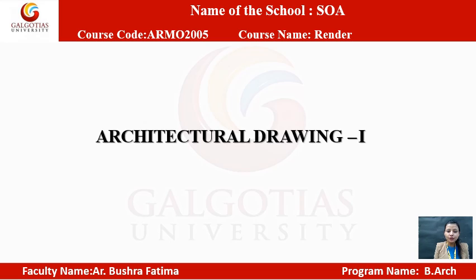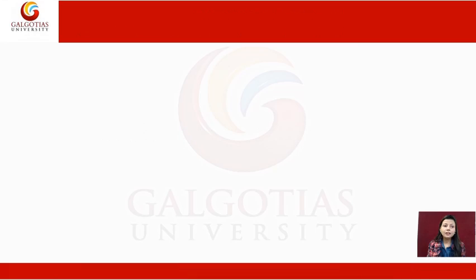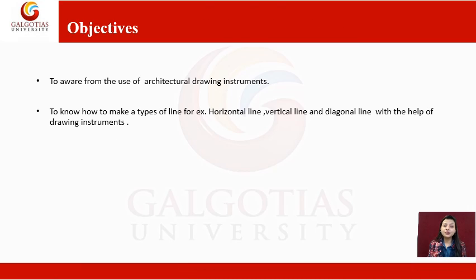Today we will start our new topic, that is architectural drawing, which comes under your render module. The objectives of this lecture are to make you aware of the use of architectural drawing instruments, that is, what are the architectural drawing instruments: parallel bar, scale, triangular scale, set square, compass and all, and to know how to make a type of line, for example horizontal line, vertical line, diagonal line, with the help of drawing instruments like parallel bar, drawing board, set square, scale, compass and all, etc.